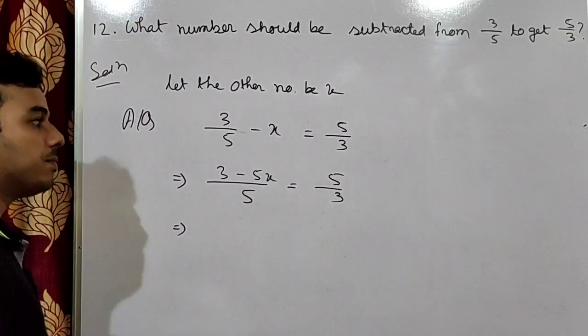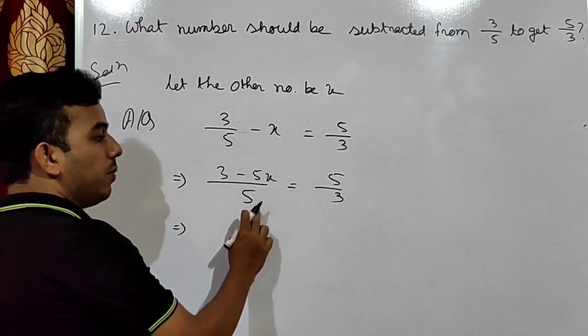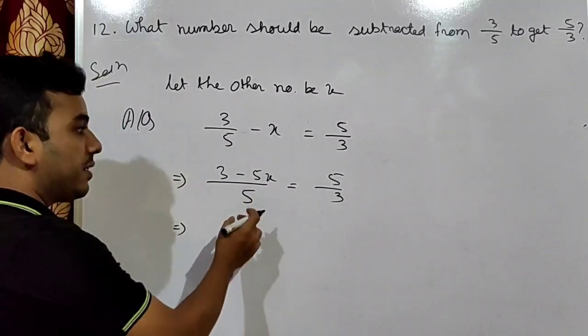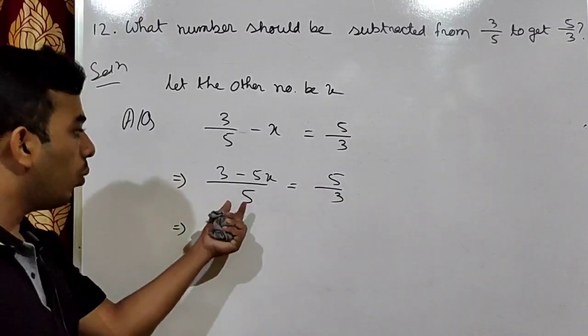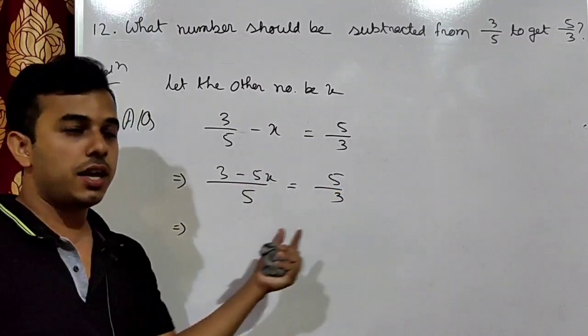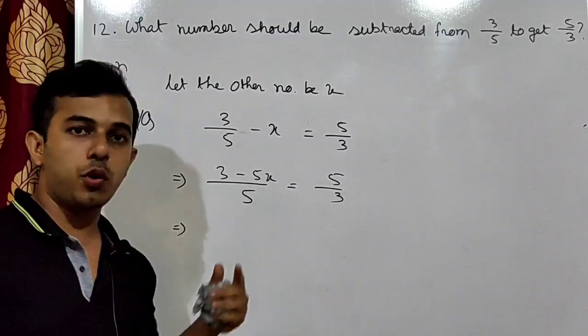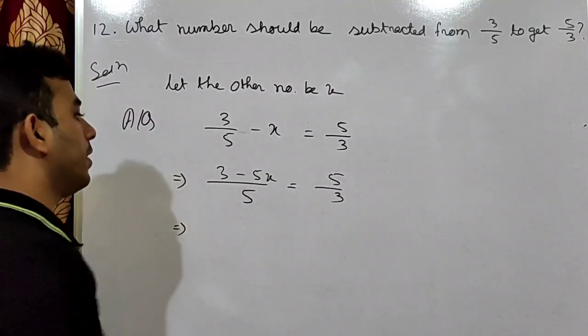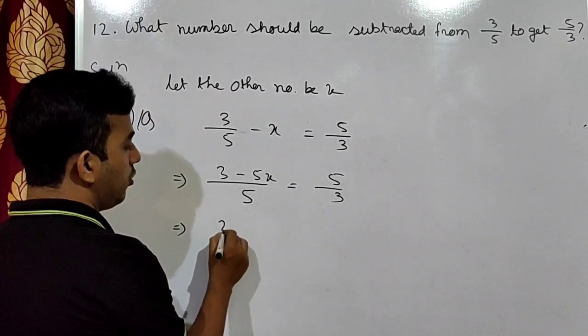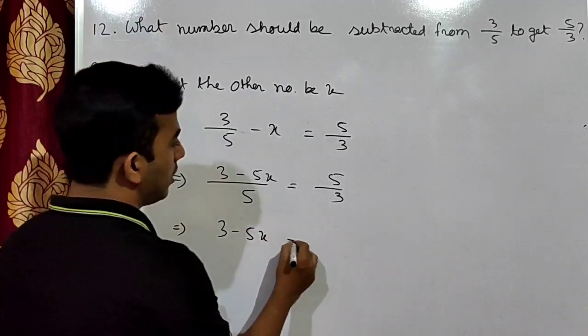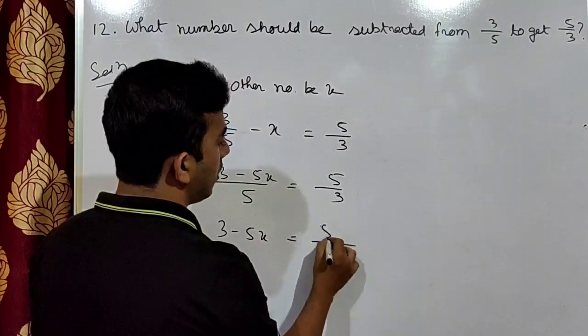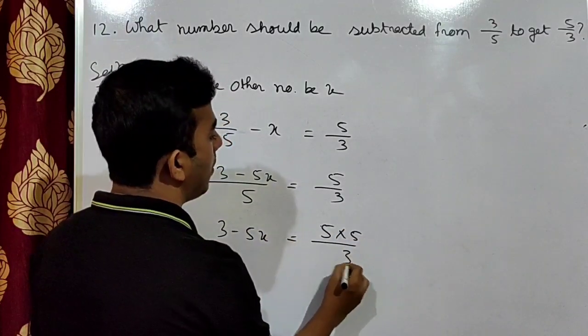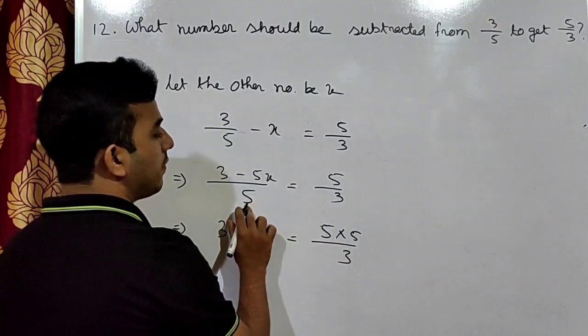Our next step will be, we will multiply, right? We will take this 5 to that side. Now this here is divided, so when we change the side it will be multiplied. Very good. So it will be 3 minus 5x equals 5 into 5 divided by 3. We have changed this 5 to that side.